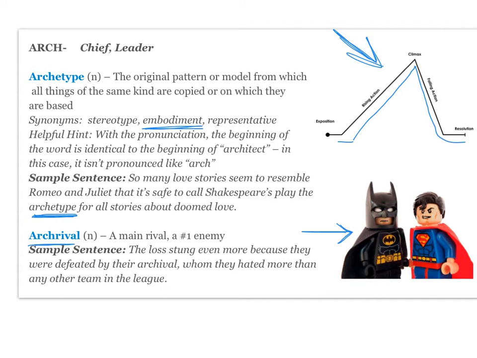It's like the antagonist, whoever's against the supervillain. Oh, actually, this might be from the Batman versus Superman movie, if that was the right title. Anyway, arch rival, number one enemy. Your sample sentence is, the loss stung even more because they were defeated by their arch rival, whom they hated more than any other team in the league.